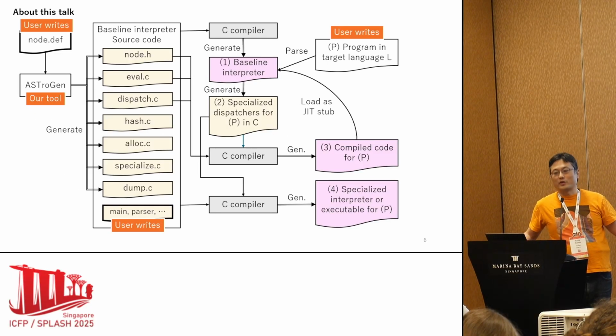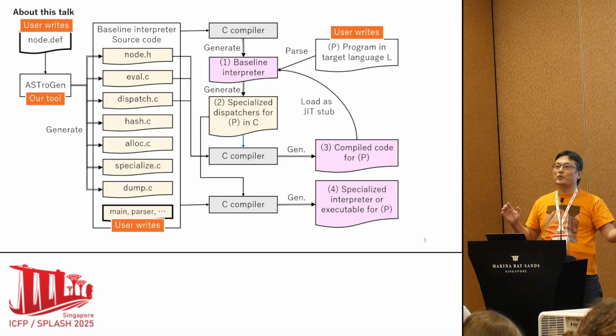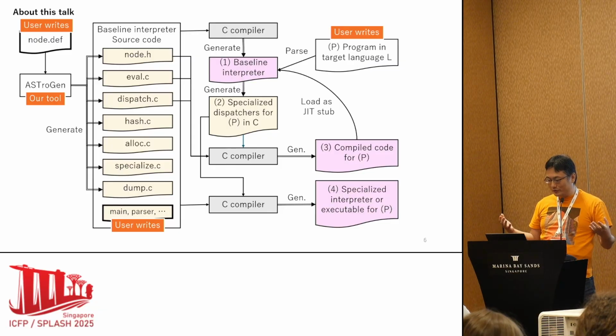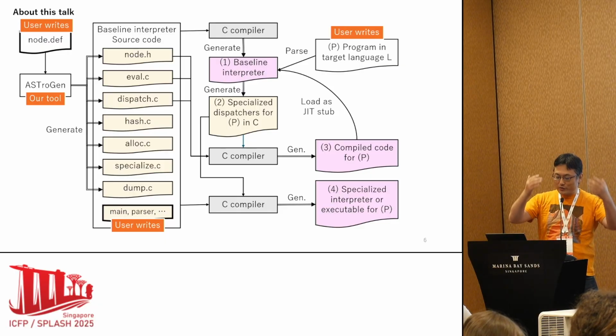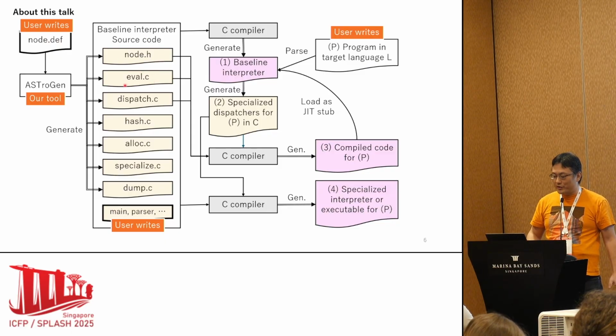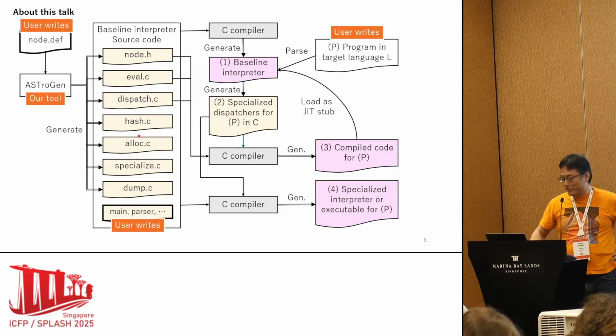This is the total workflow of ASTro. We only need to write a node definition: which nodes there are, and what the execution behavior is for each node. Our tool, ASTroGen, generates a lot of C source code, including the definition of each node, the evaluator of each node, the dispatcher for the evaluator function, and the hash function, allocator function, and specialized function, and many utility functions.